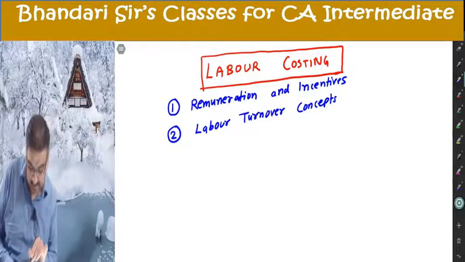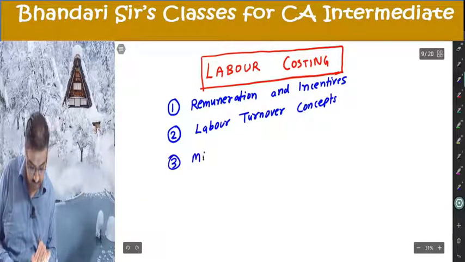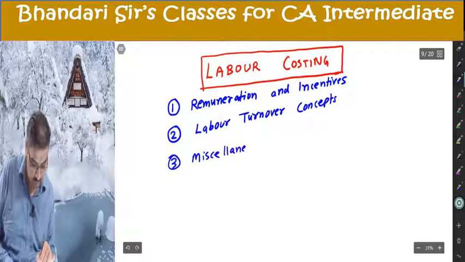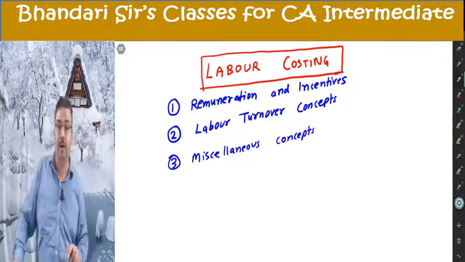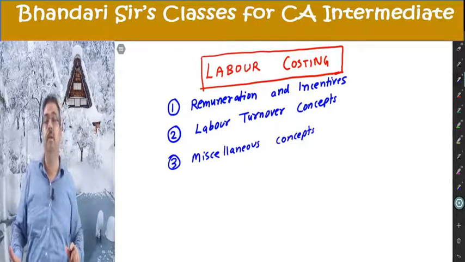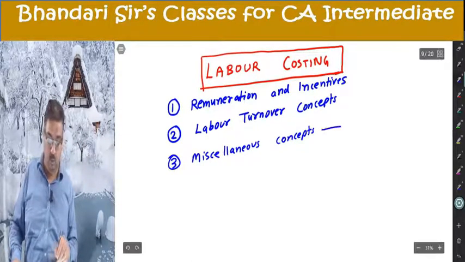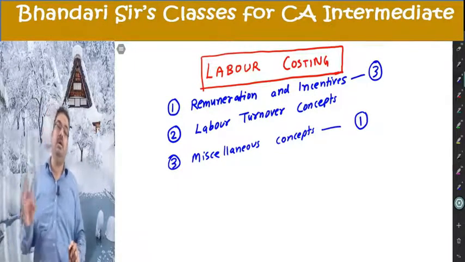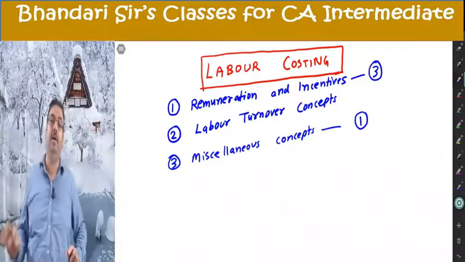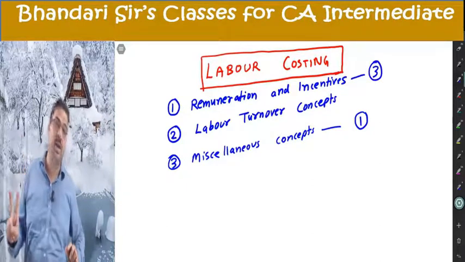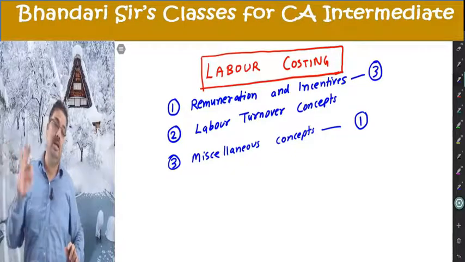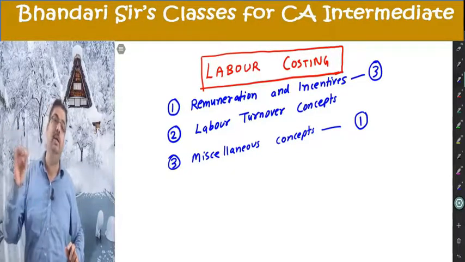Number 3, miscellaneous concepts. They are basics, broadly basics. Treatment of provident fund, treatment of ESI, that type of things will be there. In last 4 exams, there was 1 question out of this and 3 out of this. Remuneration and incentive has been the most important concept ever, and in that also there are 2 plans which are very much liked by our institute. One is Halsey plan, one is Rowan plan. We'll be doing those in detail.